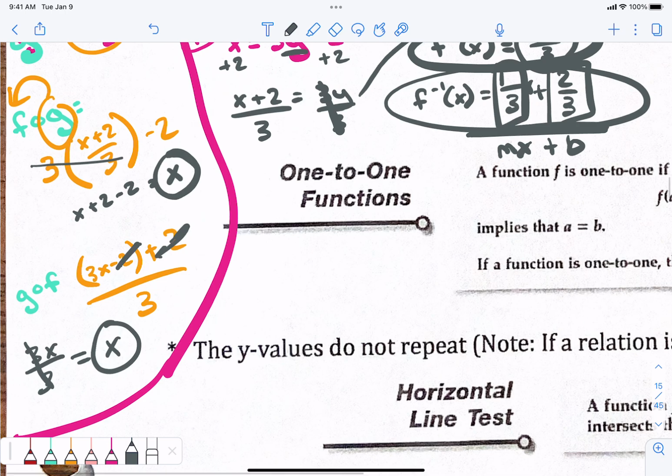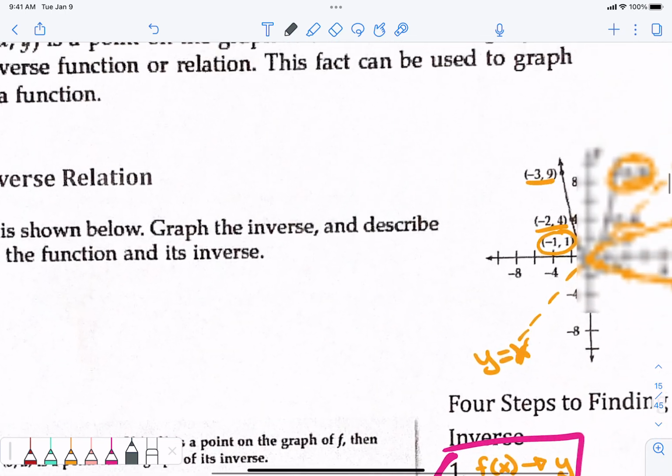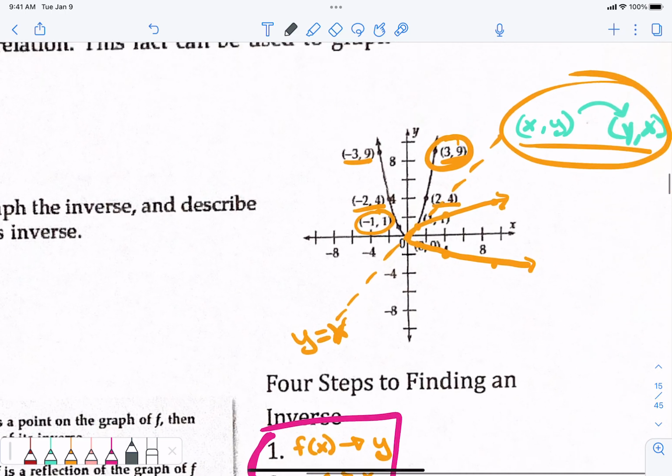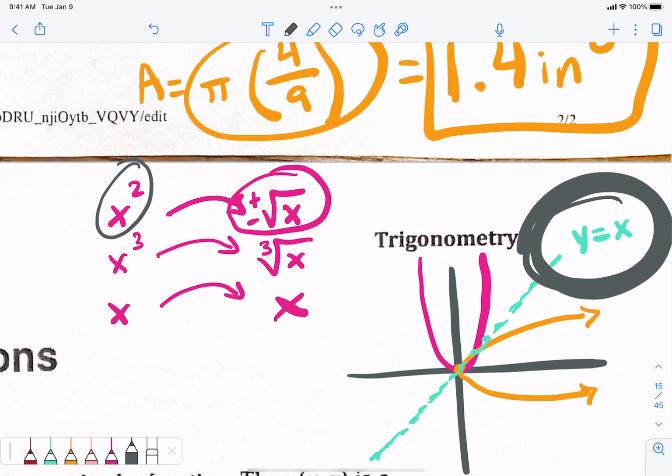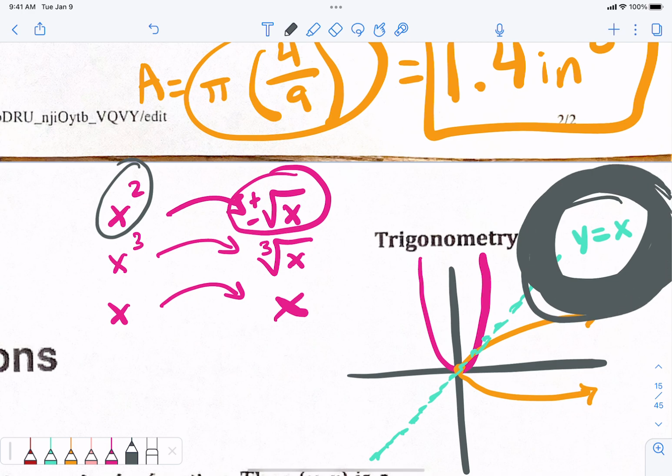Why does it come out to be x? And why not like 0? Why doesn't everything cancel? They're reflections of each other across the line y equals x. So when you compose them, when you stick one inside of the other, everything goes away except this line y equals x right here.